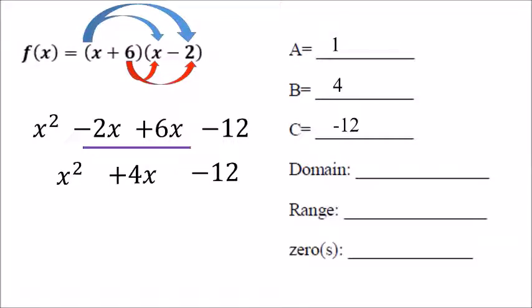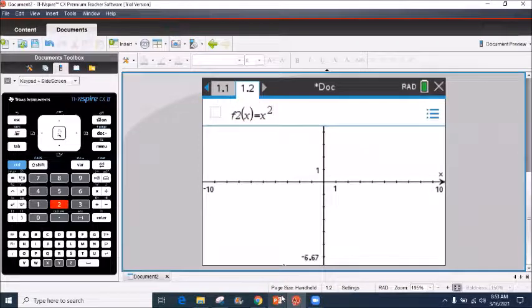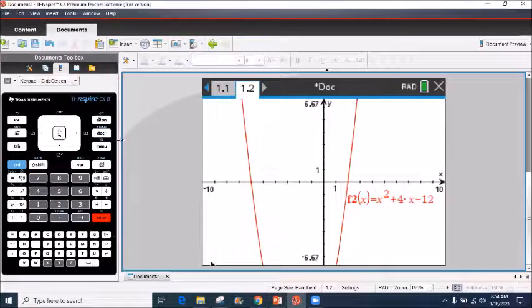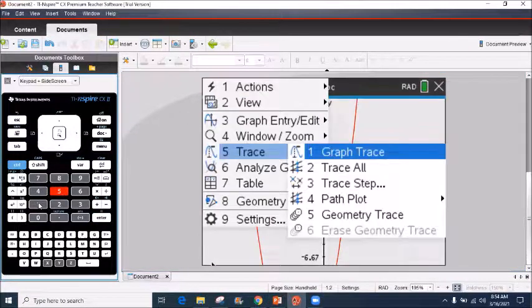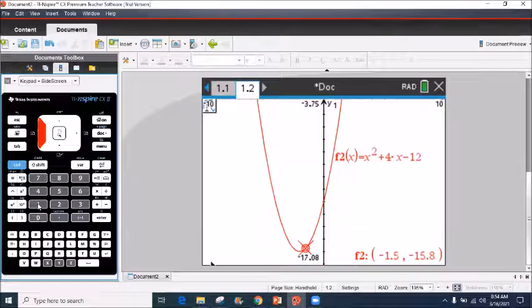The domain of all quadratics is all real numbers, but I'm going to go ahead and graph this to be able to find my domain, my range, and my zeros. Adding to the graph, I have x squared plus 4x minus 12. Using my trace feature, I'm going to find the minimum value to be -2, -16. So when I'm talking about the range, the lowest point on this graph is -16. So all my y values will either be -16 or greater. So we'll say y is greater than or equal to -16.